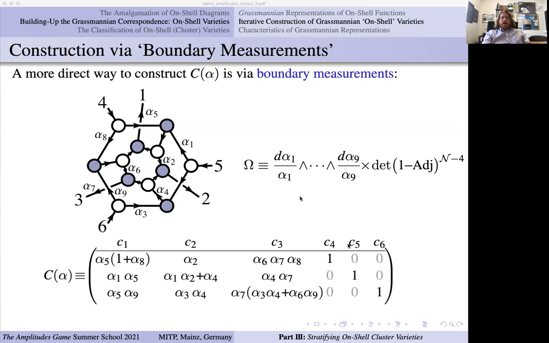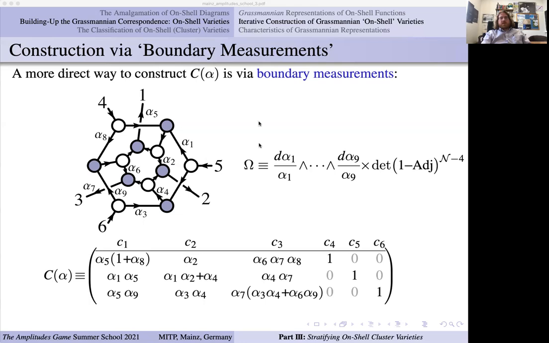The number of perfect orientations is very well understood, but most perfect orientations do not affect this factor. For example, in this case, det of 1 minus the adjacency matrix is equal to 1, which means that the answer in N equals 4 is exactly the same as it would have been in N equals 0.